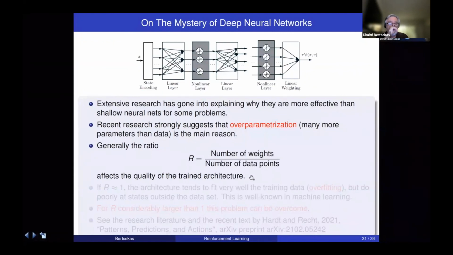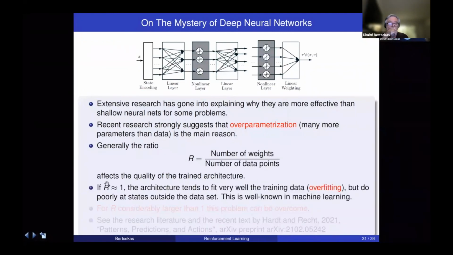of the training architecture. Now, if this ratio is close to 1, in other words, if you have a number of weights that's about the same order of magnitude as the number of data points, then what will happen through the training process is that the architecture will tend to fit the training data very well. Now, in machine learning, there's a phenomenon called overfitting. It's something to avoid, because if you specialize the architecture to the data, then when new states come outside the data set, you may do very poorly. So this is a well-known phenomenon to avoid in machine learning. Avoid having this R close to 1.